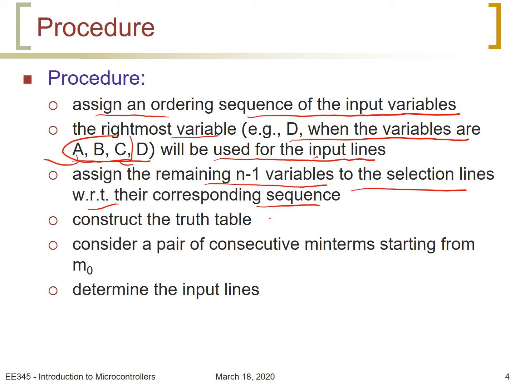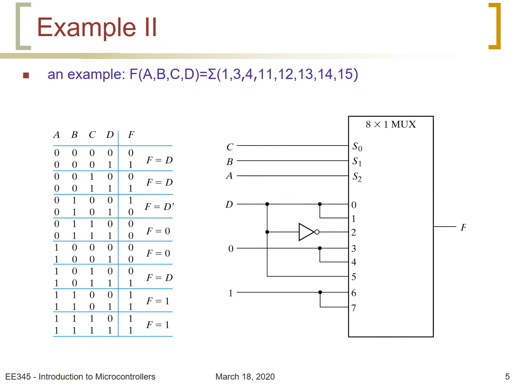We construct the truth table, and again, we consider a pair of consecutive min terms starting from min term 0. Then we determine the input lines. Let's take one more example, and then we conclude this part. Let us assume that the function of A, B, C, and D is the min terms 1, 3, 4, 11, 12, 13, 14, 15. We start with writing down the truth table.